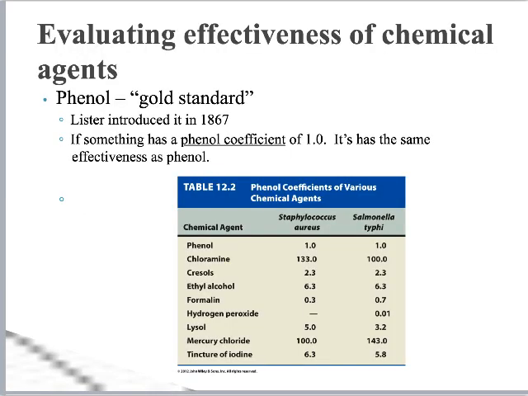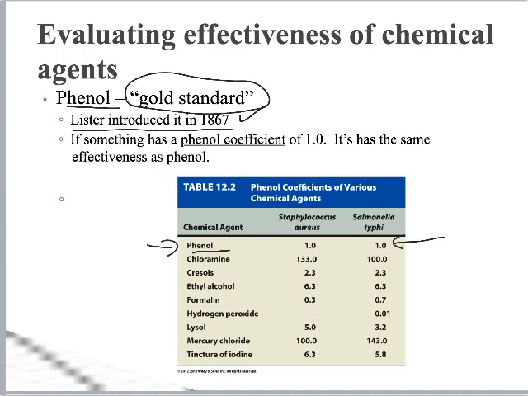Okay, now when we evaluate disinfectants, what we do is we compare it to phenol. So Lister introduced phenol as a disinfectant in 1867. Since it was the first one, he considered it the gold standard. So we compare everything to phenol, even though phenol might not be the best anymore. If something has a phenol coefficient of 1, that means it's as effective as phenol. If you look at this chart, phenol compared to phenol is 1.